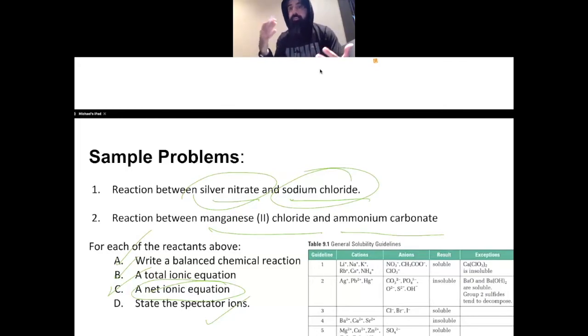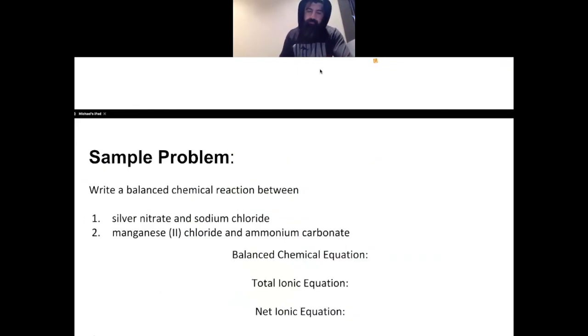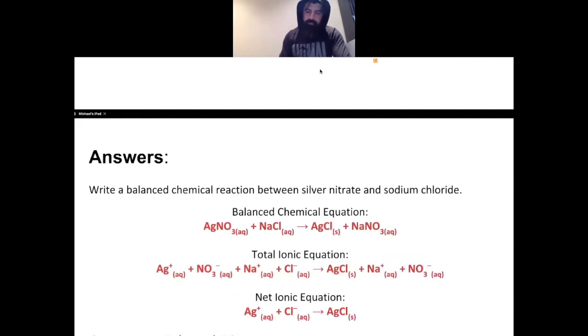In your products, you want to figure out, does a precipitate form? Typically, when I give you a question like this and I ask you to find all of this, one of them is going to precipitate. So in both of these questions, a precipitate will form. Okay, so let's look at them. Here we have the initial balanced chemical equation. This is what we started with. This is what we were going to produce. This was going to be what was aqueous. This is what's going to precipitate.